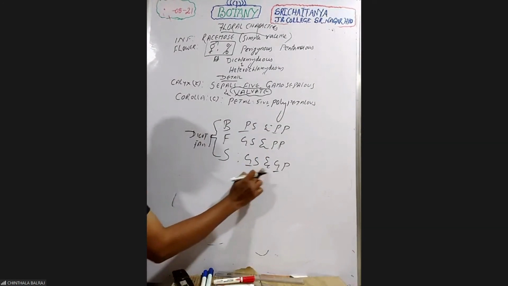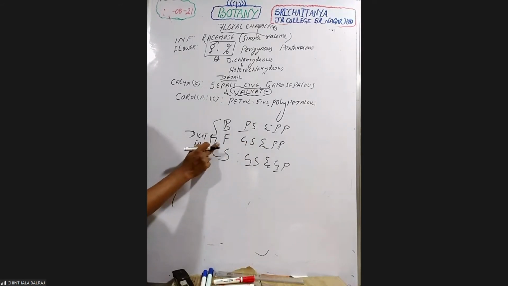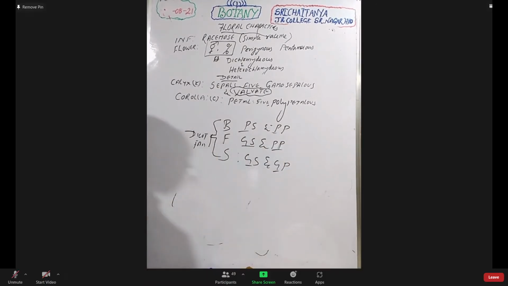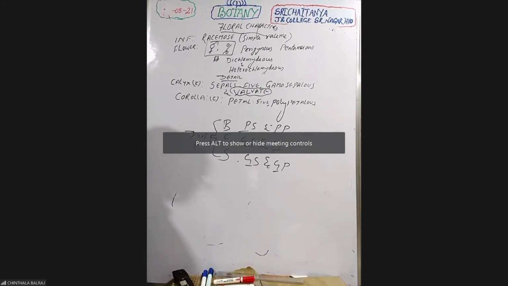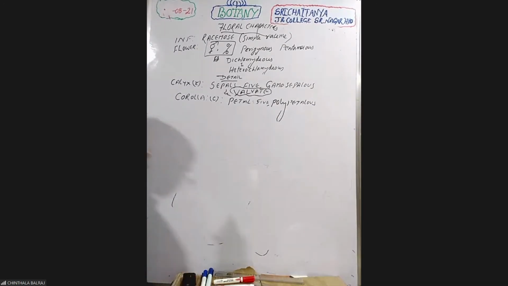Solanaceae, gamosepalous, gamopetalous. But intermediate between these two is Fabaceae: gamosepalous, polypetalous. Okay? You will forget. So there are three types of petals.